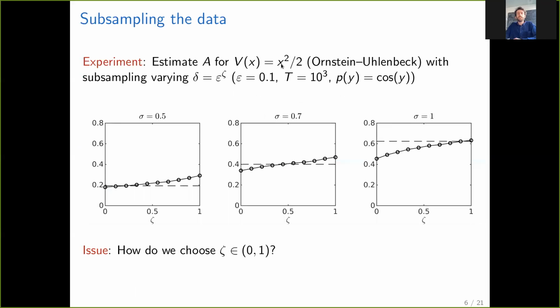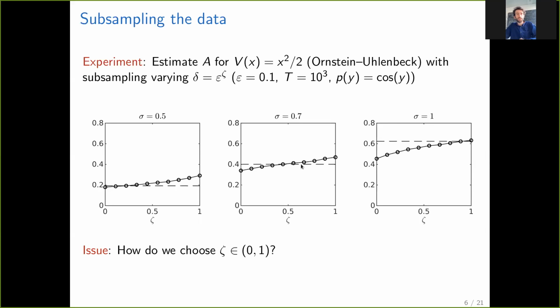So to be clear, the plots that I'm showing here are just taking one sequence of subsampled data. We take V of x to be x squared over 2, so that the effective model is an Ornstein-Uhlenbeck process. We take subsampling and we vary this zeta exponent in delta equals epsilon to zeta. We take the final time to be fixed but big, and the sinusoidal fast scale potential. We take three different values for the diffusion coefficient, and we can see that the results are good.